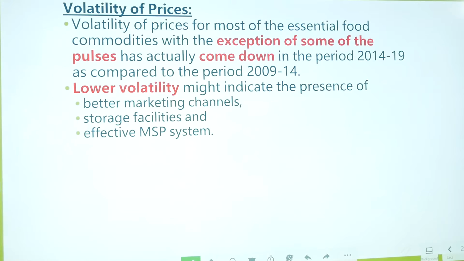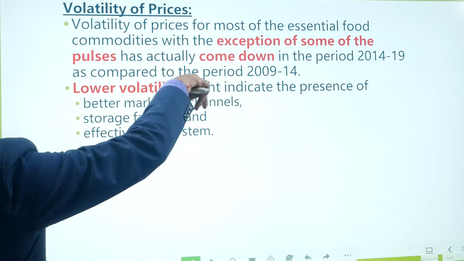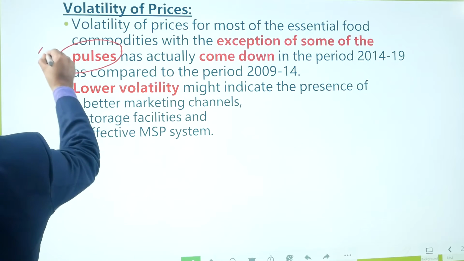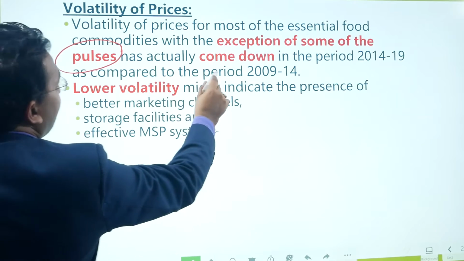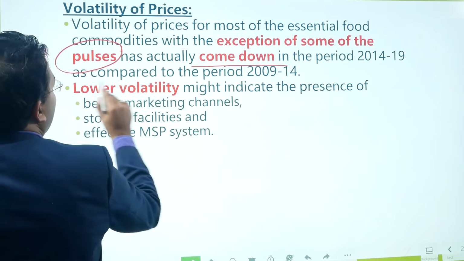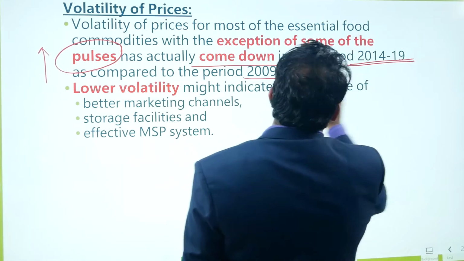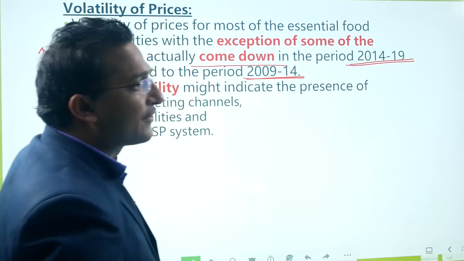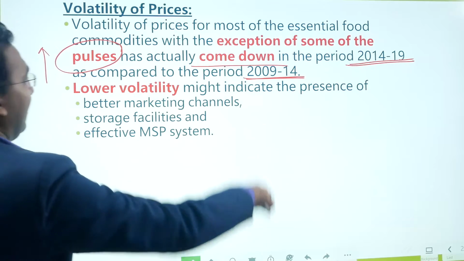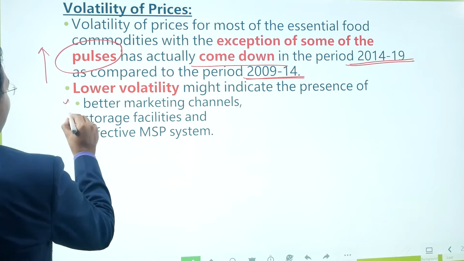Now, volatility of prices. The volatility of prices for most of the essential food commodities, with the exception of some of the pulses. So in case of pulses, the volatility is high, but for the rest of the items, the volatility has come down in the period 2014-19 as compared to the period of 2009-14, right? So if you compare two periods, in the last 5 years, the volatility has come down. Lower volatility might indicate the presence of, so why is there a lower volatility? Because of better marketing channels.